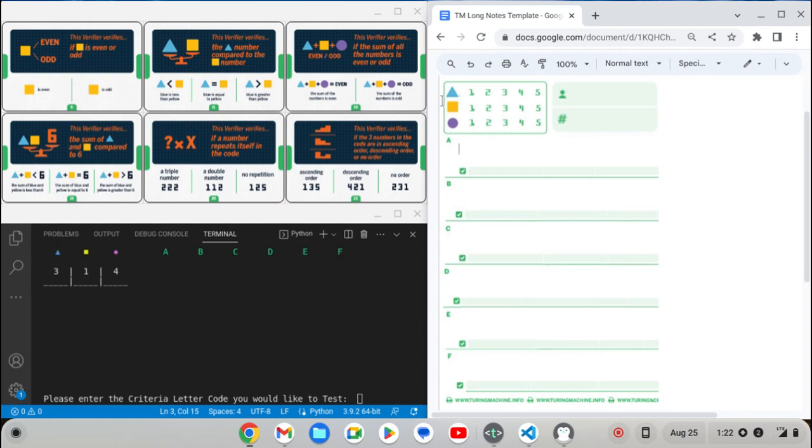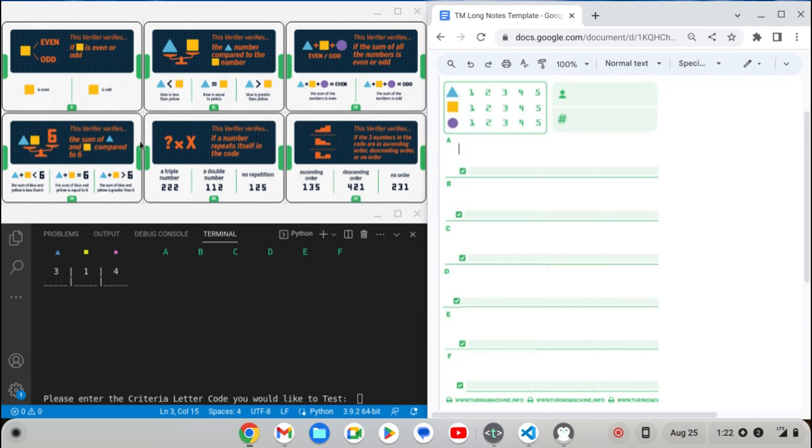Criteria card B will look at our first 2 digits, triangle and square, and compare them. So should the value of triangle be less than square? Should they be equal? Or should the value of triangle be greater than square? Criteria card C will look at each of the 3 digits, triangle, square, and circle, but this time it'll add them together and will let us know whether the overall sum is an even quantity or an odd quantity.